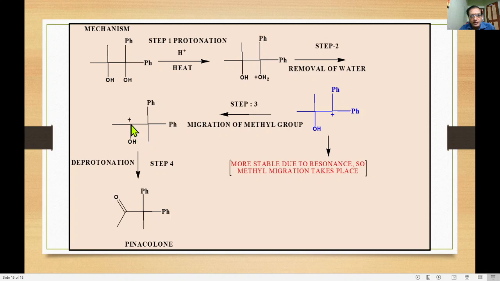Now, as usual, you have the OH group here. The bond migrated towards it to make a keto compound here. So H plus ion goes as a deprotonation. So it goes like this. So it will get a pinacolone. So the point to be noted here: in the case of the symmetrical pinacol, phenyl migration is there. In the unsymmetrical pinacol, methyl migration takes place.